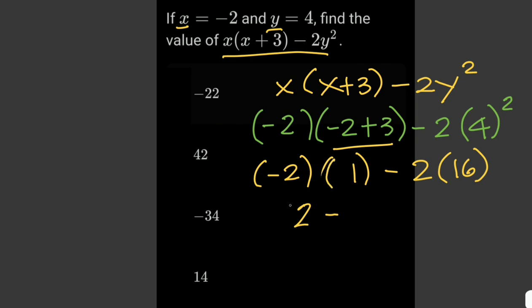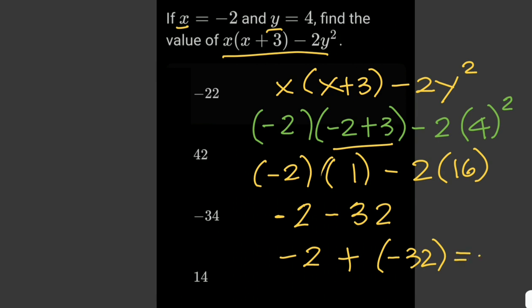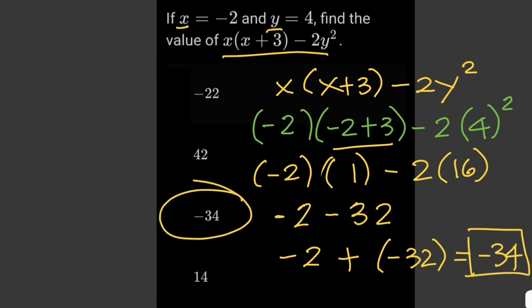So negative 2 times 1 is negative 2. Then 2 times 16 is 32. Then we have negative 2 minus 32, which is just equal to negative 2 plus negative 32, which is equal to negative 34. So the answer here is negative 34. So the value of this expression with x equals negative 2 and y equals 4 is equal to negative 34.